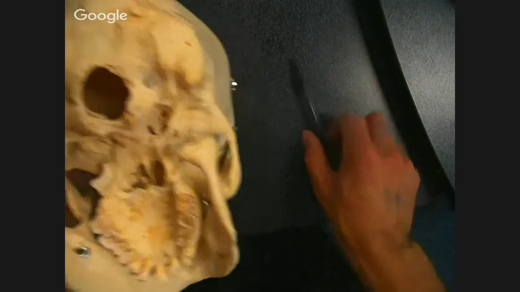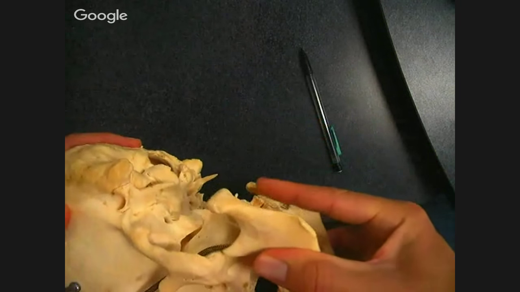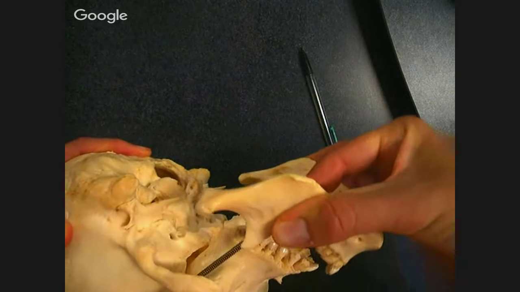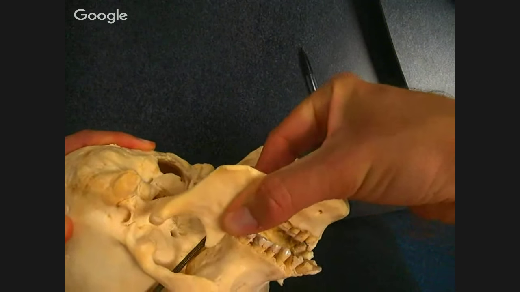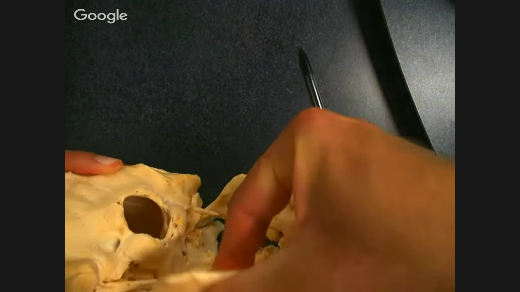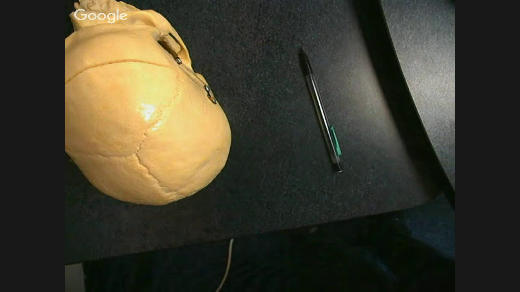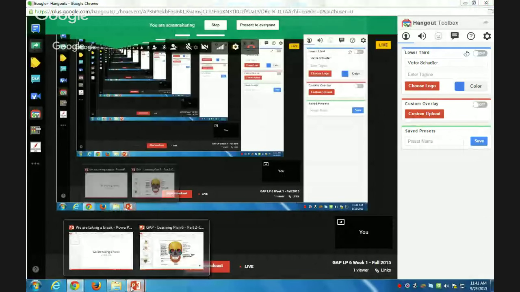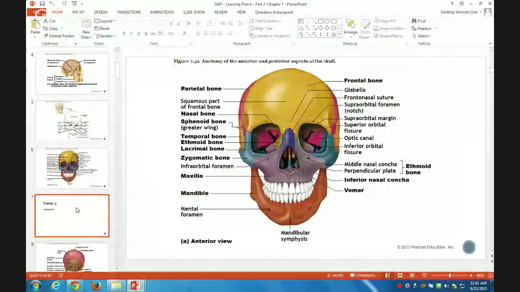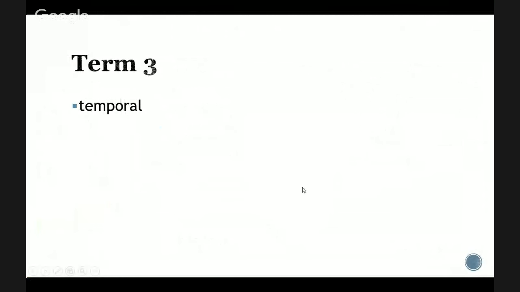So anyway, those are some of the bones that we're going to be looking at. Okay, good. All right, so let's take a look at some of those. Third term for today is the term temporal.